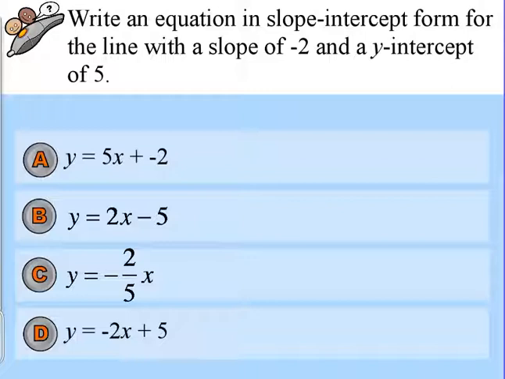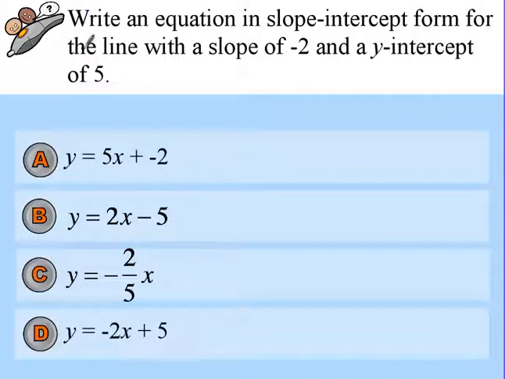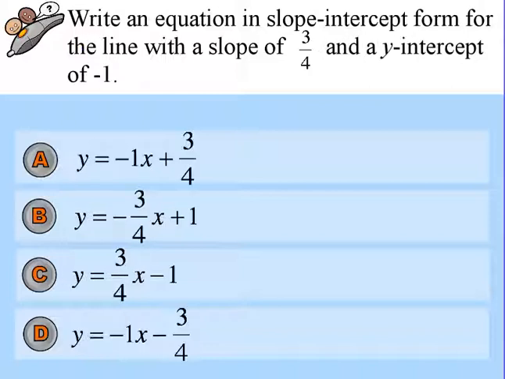Okay, so let's see what we had. D, nice job. They tell you that the slope is -2. So slope of -2, the only one here with the slope of -2 is actually letter D. So that's one of those test-taking strategies. If you ever take the ACT, you can eliminate some answers right away from the get-go. Let's look at another one.